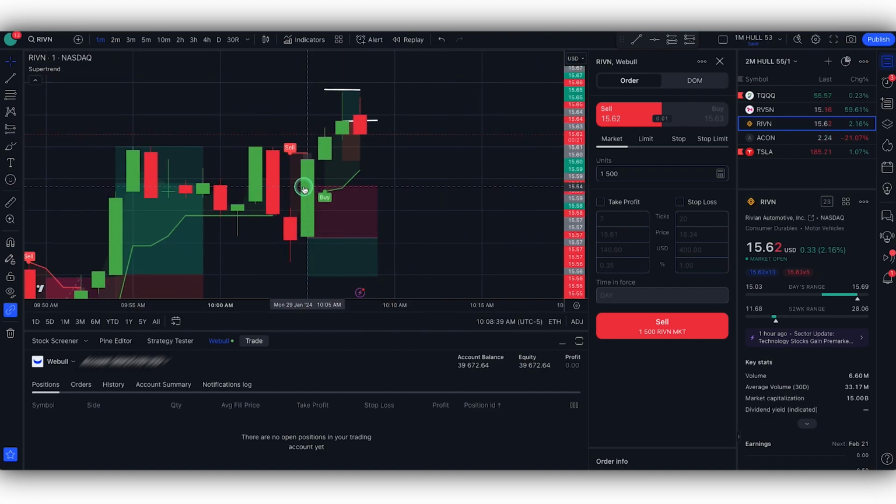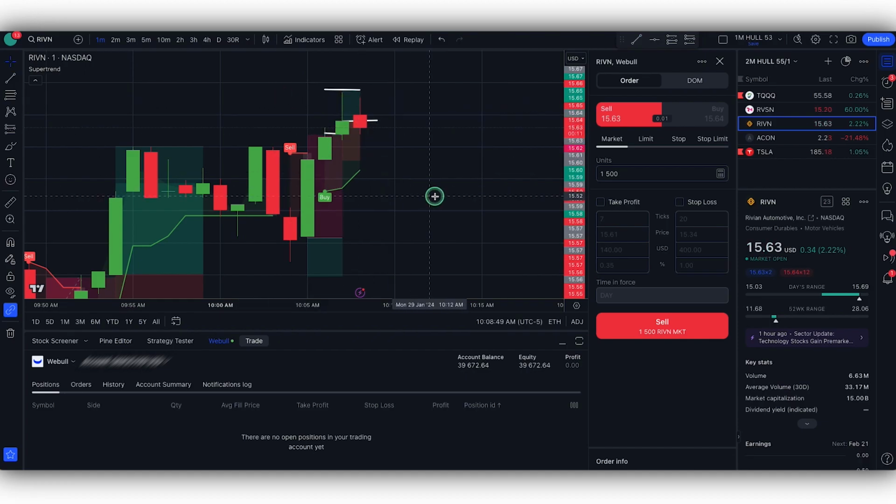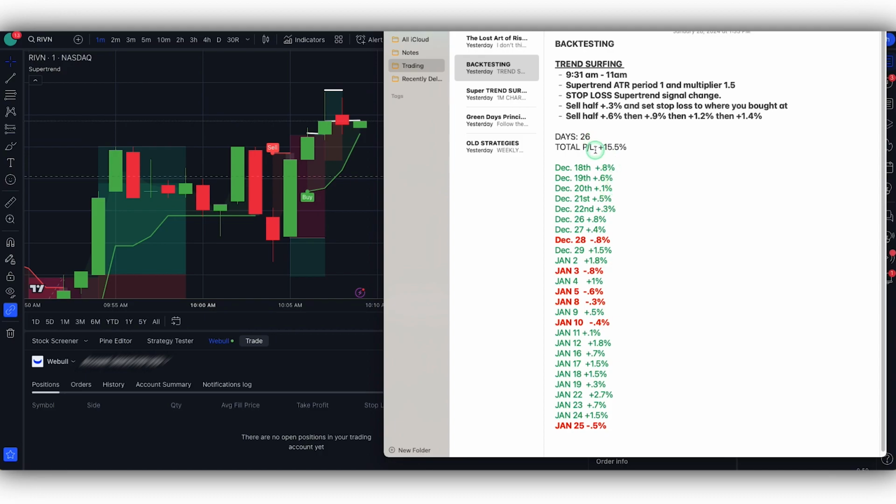Over here, I got out at a big loss of 1%. That's actually a huge loss, and kind of the worst case scenario of what can happen in the strategy. So I think it's important for that to have happened on the first trade. But if you do take losses, if you look at the backtesting, it's pretty solid.